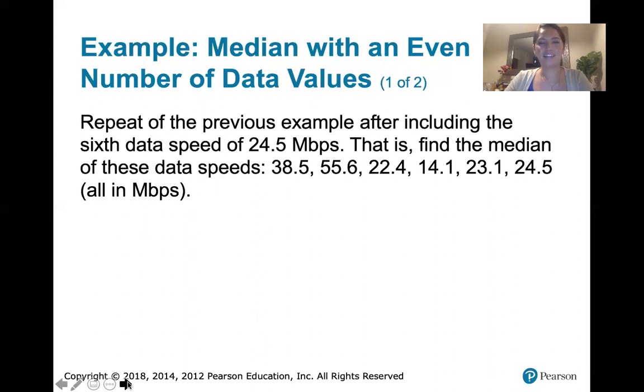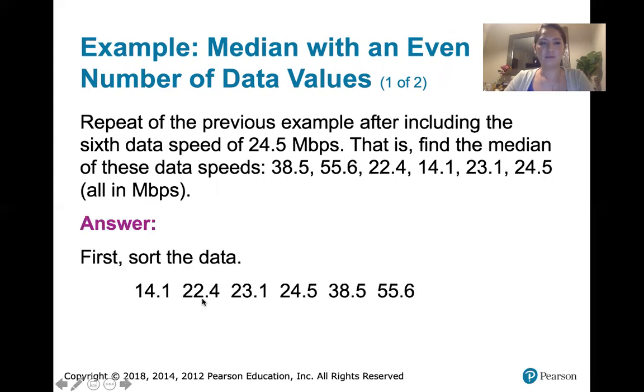Okay, so now let's say instead of having those 5 data values on the list, we just added one more. Now you've got 6 data values. So you've got 38.5, 55.6, 22.4, 14.1, 23.1, and 24.5. You still have to arrange them in order. So you've got 14.1, then 22.4, and so on.